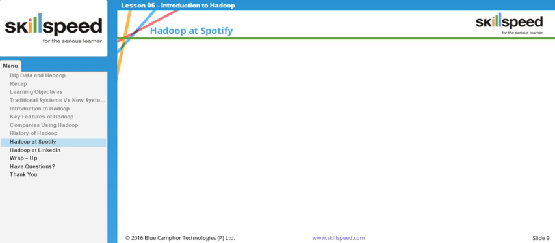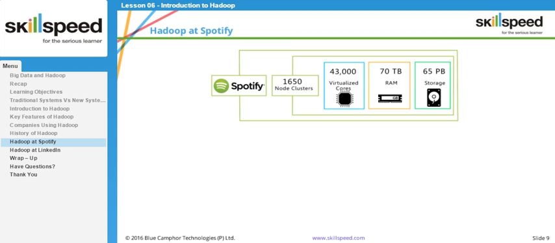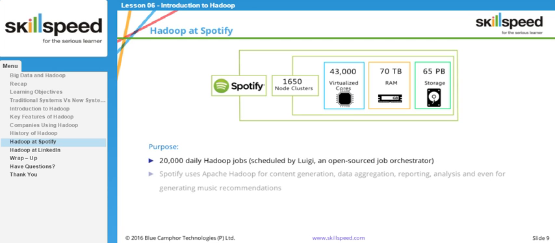Now, some small use cases of Hadoop. Spotify uses a Hadoop cluster of 1650 nodes or machines. They have 43,000 virtualized cores, 70 terabytes of RAM, and 65 petabytes of storage. They run close to 20,000 daily Hadoop jobs, and they use Hadoop for content generation, data aggregation, reporting, etc.